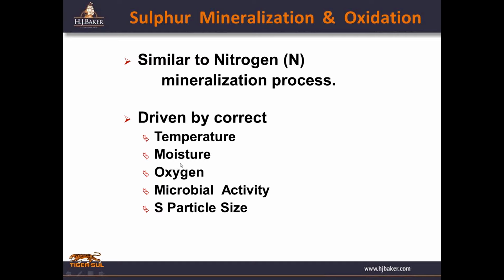We need good aeration within that rooting zone, as the primary bacteria that converts elemental sulfur to sulfate requires oxygen. And then microbial activity is a function of the population. The higher the population of microbes, the faster that conversion process takes place. And then certainly, last but not least, is the sulfur particle size. The smaller that particle size, the greater the surface area, which provides greater points of attachment by the microbes to feed upon that sulfur to convert it to sulfate.